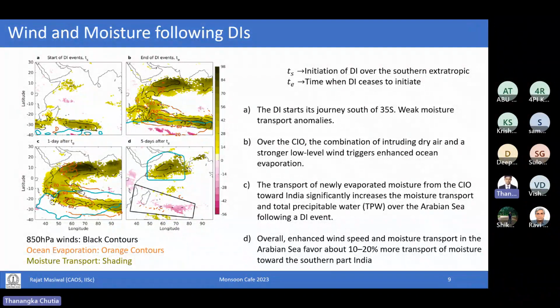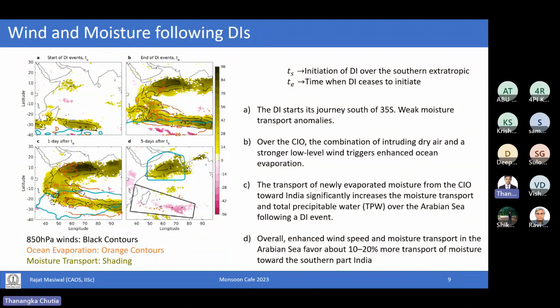If we start at the start of the dry intrusion, we see this cyan color, which is somewhere close to 25 south. That's the location of the DI at the start. At that time, these are wind anomalies, so the winds have started picking up close to that. And at the end of the initiation, at 90E, we see that there is a lot of ocean evaporation at this location. This is the Central Indian Ocean, and there is also a lot of transport, and the dry intrusions are somewhere around 25 south now.